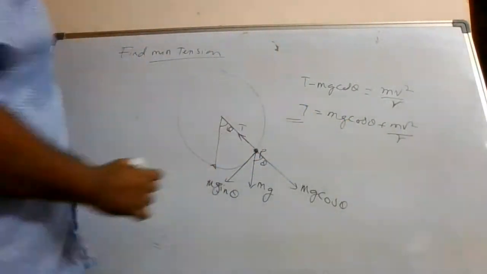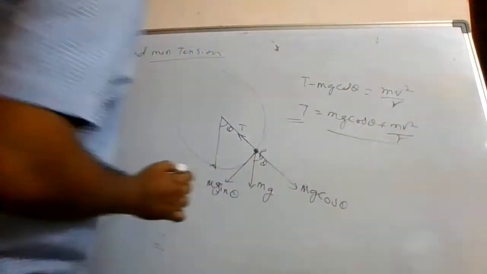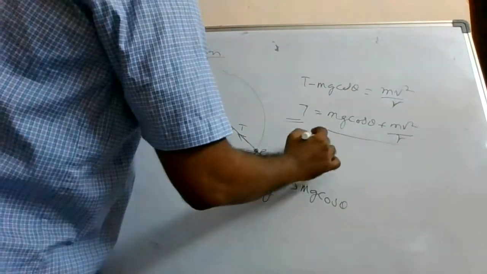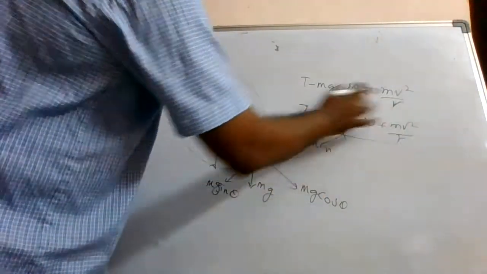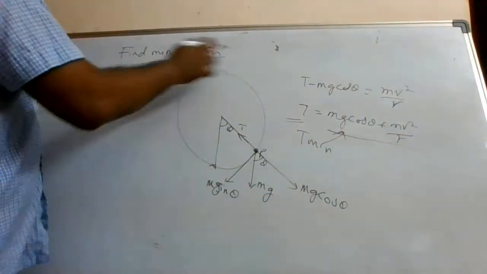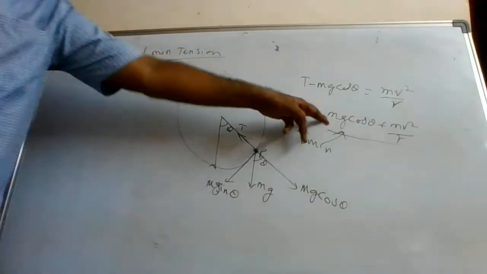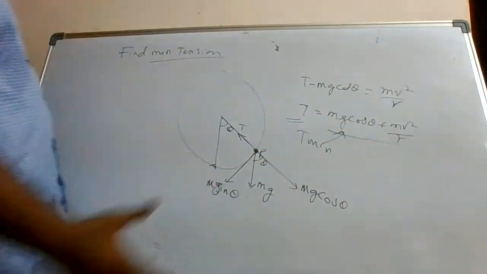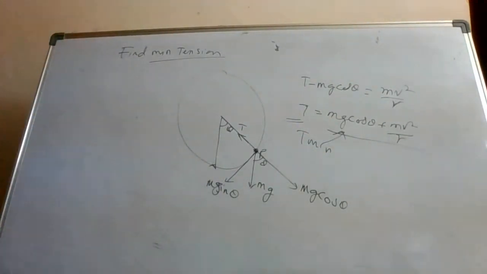T must be greater than or equal to 0. So what is the minimum value of T? This is the minimum value of T. This value you have found is the T minimum value. Only if T is more than this will the object rotate, otherwise it will not. So if theta is given in the question, you can find the value of T. Alright.